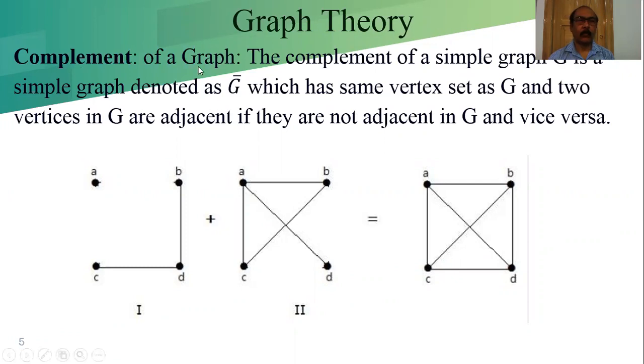First, we learn the complement of a graph. We already learned the definition of a graph. What is a graph? It is a collection of vertices and edges, and there is a map between the vertices and the edges. For an edge, we need a pair of vertices, and a graph may not have an empty vertex set, but may have an empty edge set.